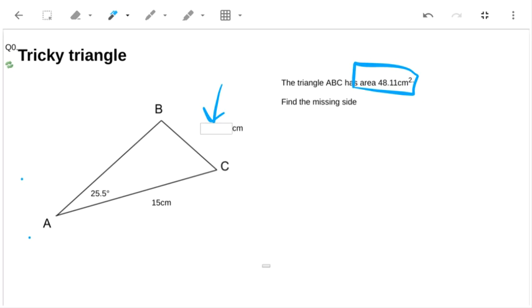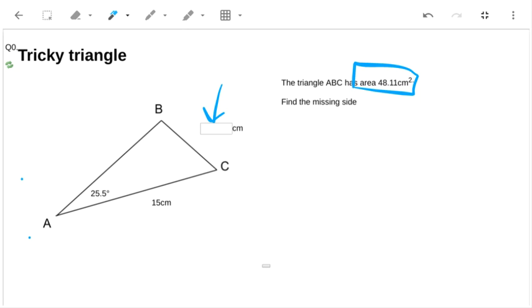Hi, I've got a triangle question here. They're telling me what the area of the triangle is, and I need to find this side. Now, let's start with the area. That's only going to be useful if we've got some sort of equation for the area.